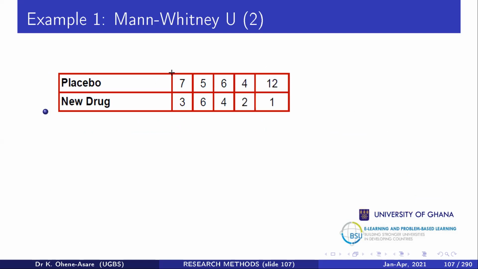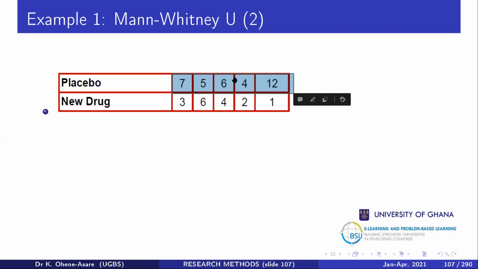So those who took the placebo, these are the number of episodes of shortness of breath that they had. The first person had 7 episodes of shortness of breath after taking the placebo. The next person had 5 episodes. Now remember, the smaller the number of episodes you get, it means that you are getting a solution against your asthmatic attack or your dyspnea.